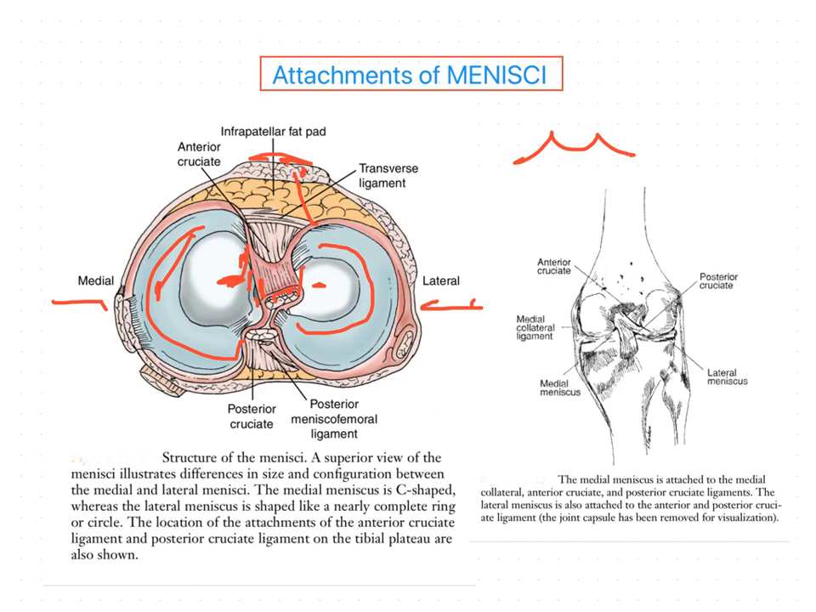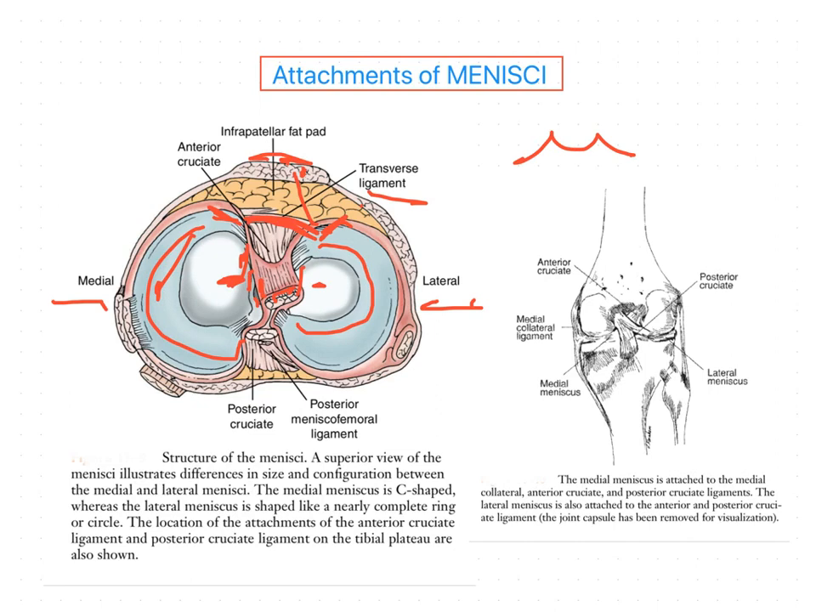The anterior horns of both menisci are joined to each other by a transverse ligament. So this is the transverse ligament. These two horns are joined by the transverse ligament, which may be connected to the patella. So this one is also connected to the patella via the joint capsule. So these are all the common attachments.